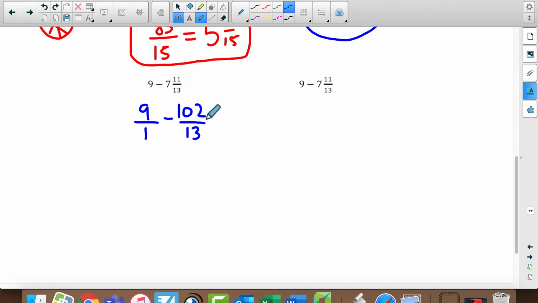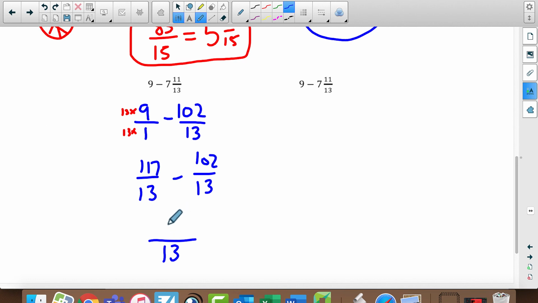Now we need common denominators. Lowest common denominator of 1 and 13, well, it's just 13. So the second fraction is going to stay exactly the same. And I have to multiply this one by 13. Next problem. 13 times 9. That's not easy. 13 times 9 is 117. And now we're home free. Keep the denominator the same. 117 minus 102 is 15. And that's an acceptable answer. Or 13 goes into 15 one time, and there's 2 left over.